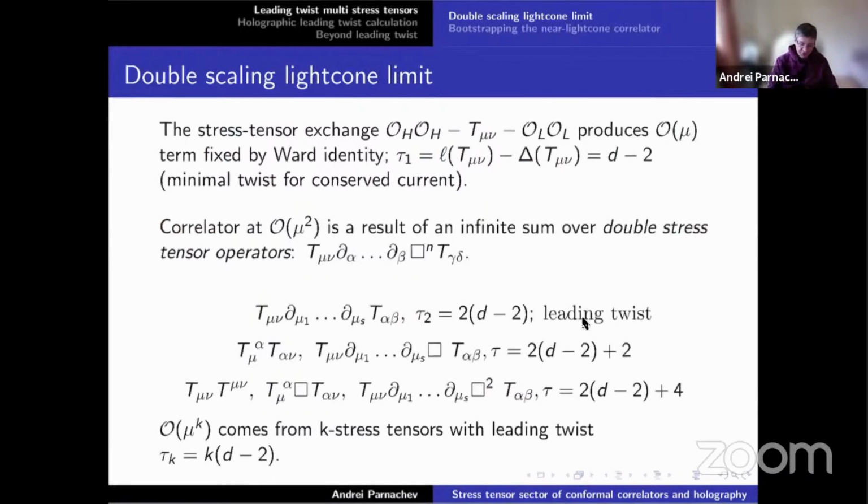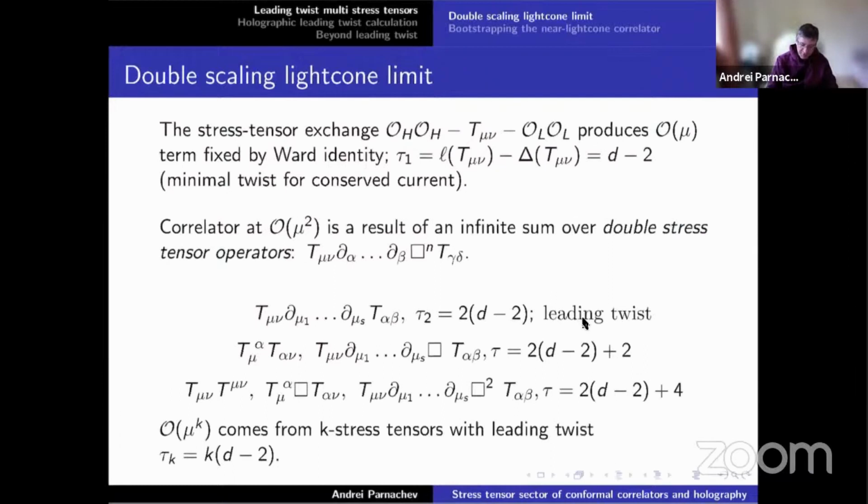So let's consider what is the conformal block decomposition of this correlator in the heavy-light channel. The stress tensor exchange, as we discussed, produces an order mu term, which is completely fixed by the Ward identity, and the twist of the stress tensor, which is the dimension minus the spin, is d minus 2, which is the minimal twist, because the stress tensor is a conserved current. Now, at order mu squared, there's suddenly a whole bunch of operators, an infinite number of them, whereas there is just one operator at order mu.